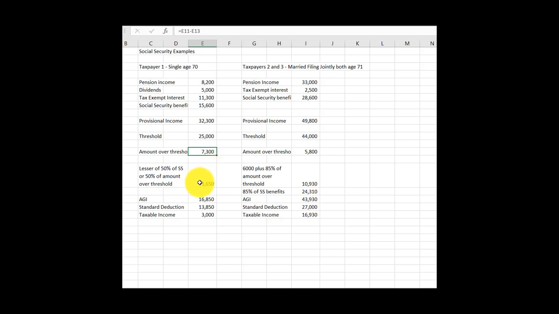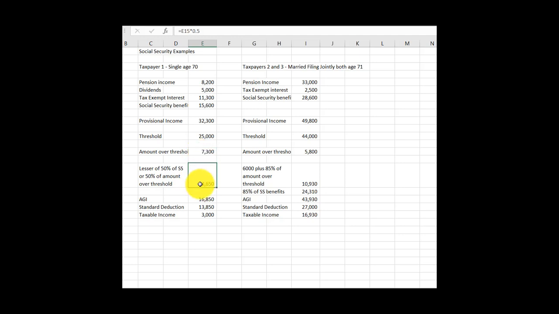So basically the idea of the thresholds: if your income doesn't put you over the first threshold, none of your Social Security benefits are taxable. If you're in between those thresholds, then it could be as much as 50% of your Social Security benefits. If you're over the second threshold, it could be as much as 85% of your Social Security benefits. So that's kind of how those thresholds work. So we're over the threshold by 7,300. We did not reach the second one.